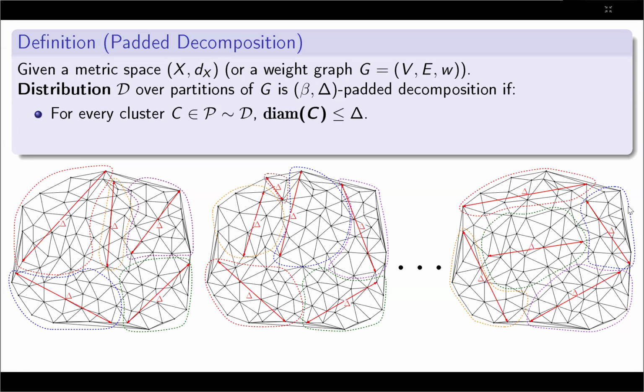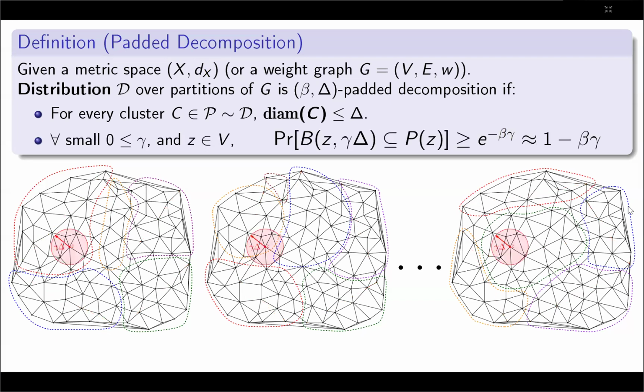The first guarantee is that every cluster in any of the partitions has diameter at most delta. The second guarantee is that small balls are likely to be clustered together. Specifically, for every small gamma and every center z, consider the ball of radius gamma delta, where delta is the maximum diameter we allow. The probability that it's contained in a single cluster, so here it's clustered together, here it's cut, here it's clustered together, is e to the minus beta gamma. In other words, the probability that you cut the ball is about beta times gamma.